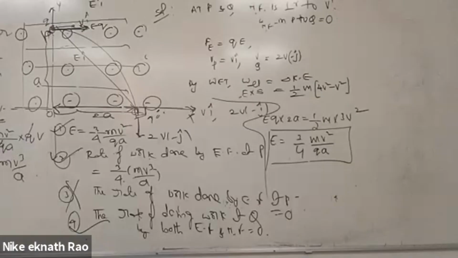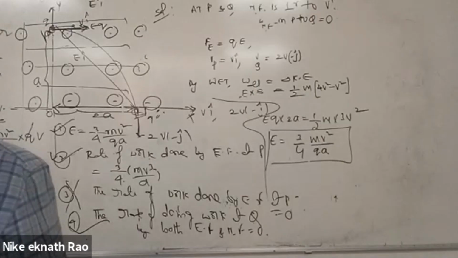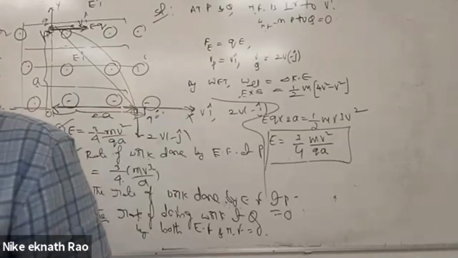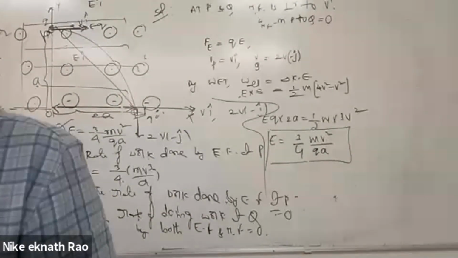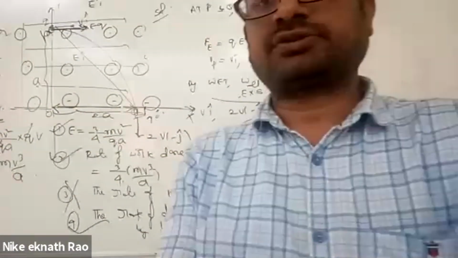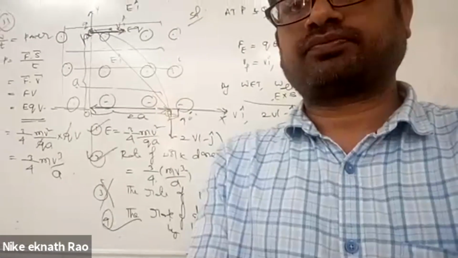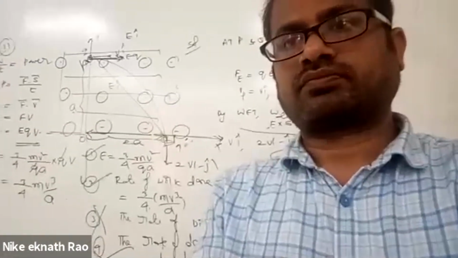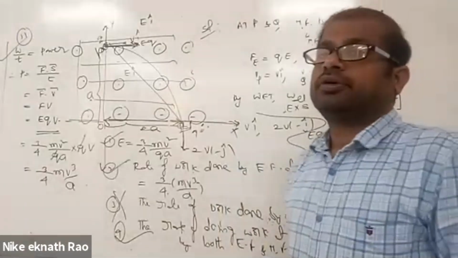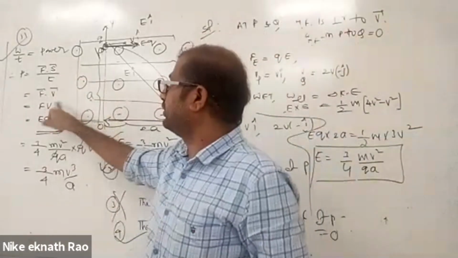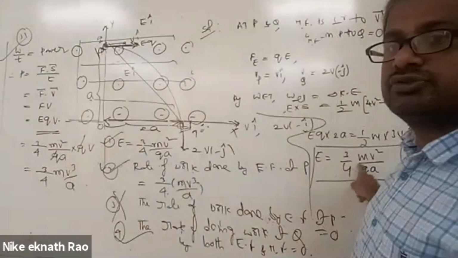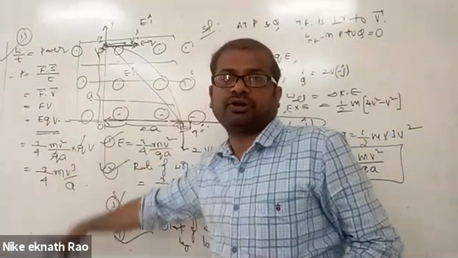Yes, sir. Here is one more question. Electrons at rest are accelerated by a potential of V volt. Write this down, everyone. Rate of doing work by electric field is power, F dot V. Here F and V are in the same direction, but P value is found here: 3 by 4 mv square by q. Substitute this, 3 by 4 mv by a.